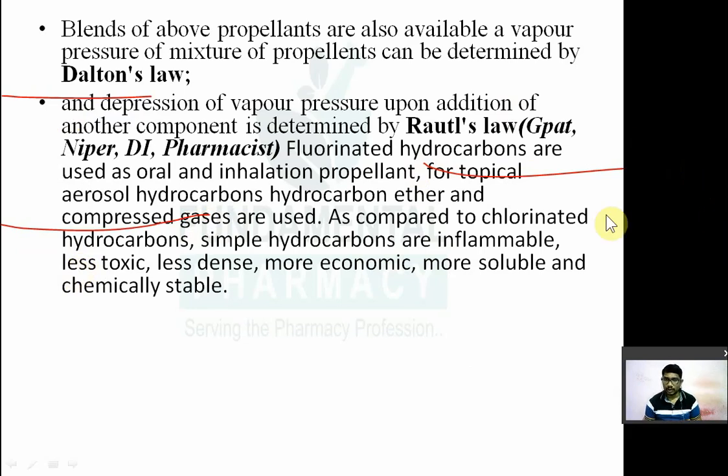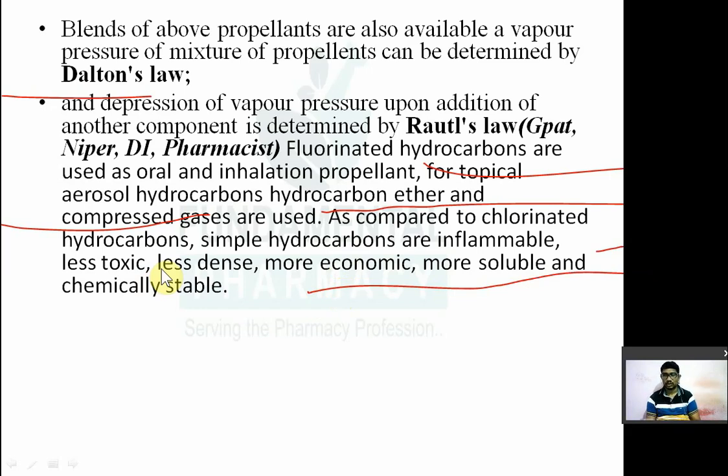Okay, as compared to fluorinated hydrocarbons, simple hydrocarbons are flammable, less toxic, less dense, more economic, more soluble and chemically stable. Hydrocarbons जो होते हैं जैसे chlorofluorocarbons. So again, chlorofluorocarbons were banned due to their greenhouse effect. फ्लोरोकार्बन्स में क्या है कि उनको बैन भी किया था बीच में, ग्रीन हाउस इफेक्ट.